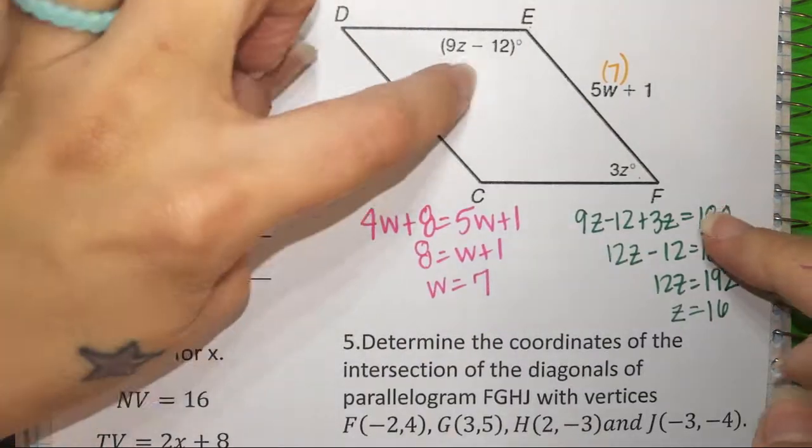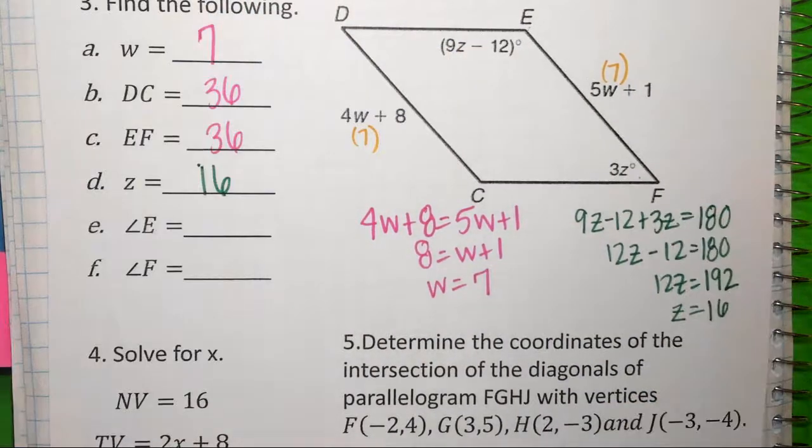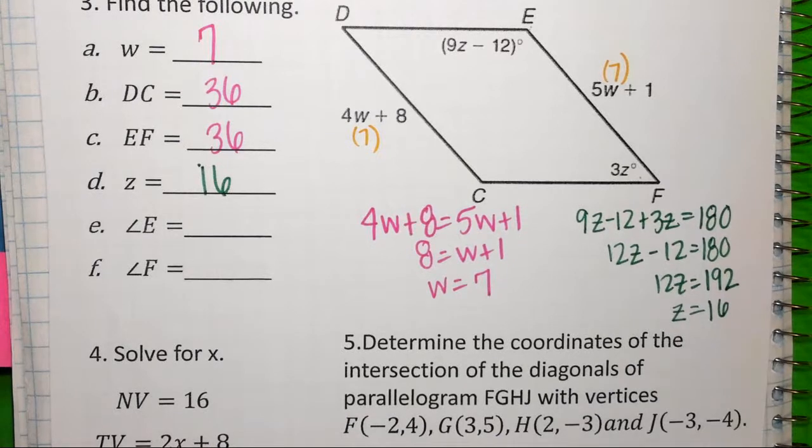Now, how are we going to find what the measure of these angles are? Plug it in. What are we going to plug in? 16 for Z. Can you do that without me? Alright, don't yell it out. Just plug it in. Give everybody like 2 minutes to work it out. They're not going to be equal.